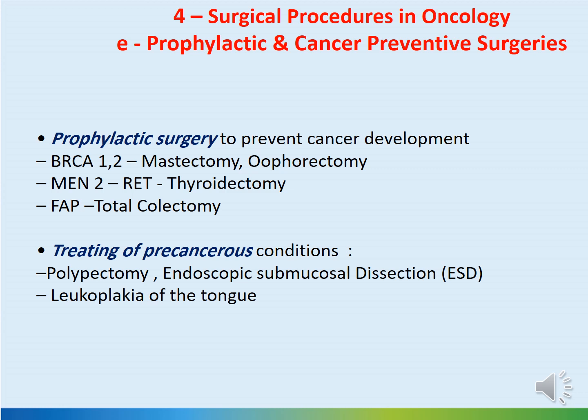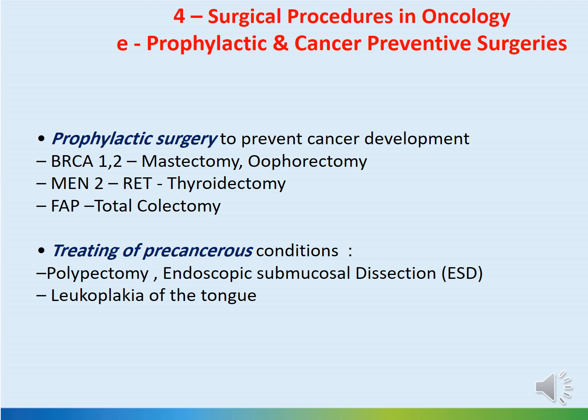Main two red mutations are associated with thyroid cancer, medullary thyroid cancer. So we do here total thyroidectomy at an early age. Similarly, for patients who have a family history of familial adenomatous polyps or mutations for the syndrome, we do prophylactic total colectomy.